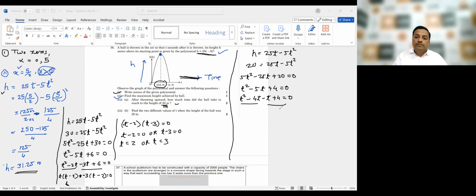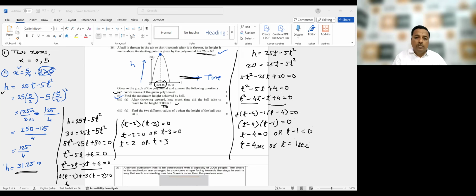Make the group: take t common, t − 4. Here there is nothing, so take 1 common: t − 4. So this is (t − 4)(t − 1). So t − 4 = 0 or t − 1 = 0. So t = 4 seconds or t = 1 second. Sum solved.